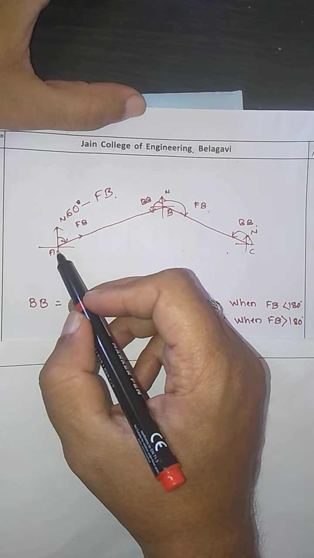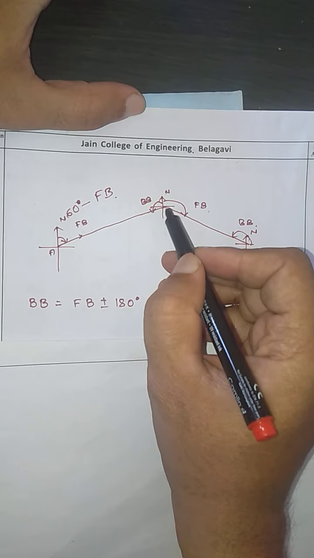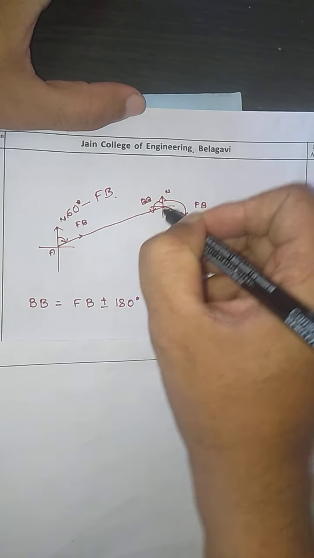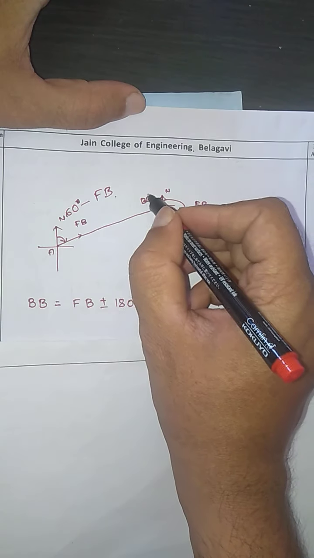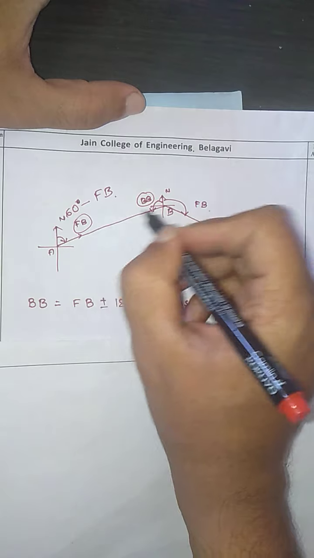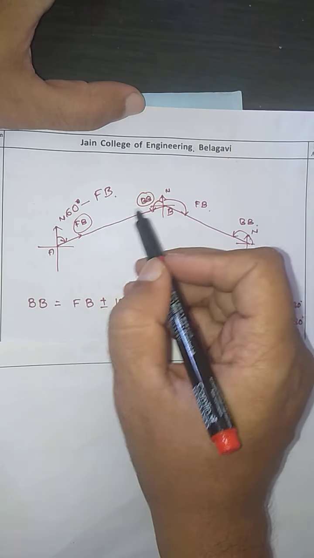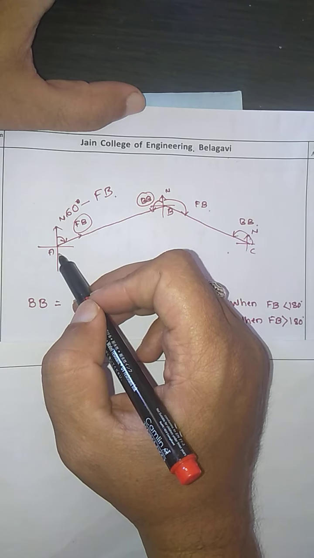Now if you shift your compass from A to B, and you look from B to A, that we call a back bearing. A to B is called a forebearing. If you look backward, that is called a back bearing. From B you are looking towards A, that is back bearing.